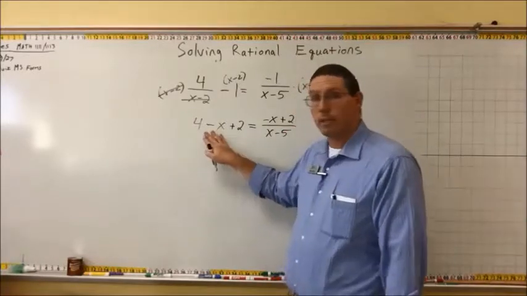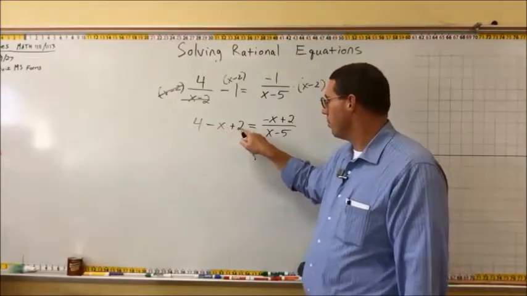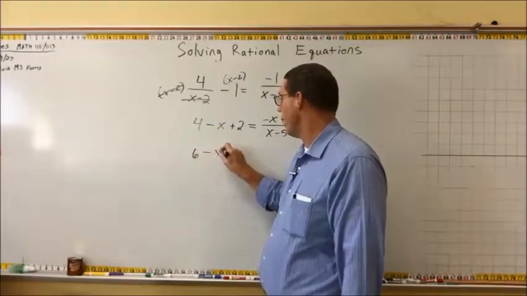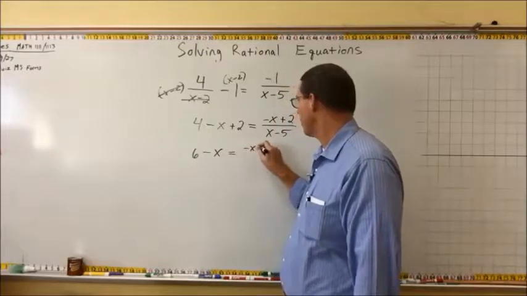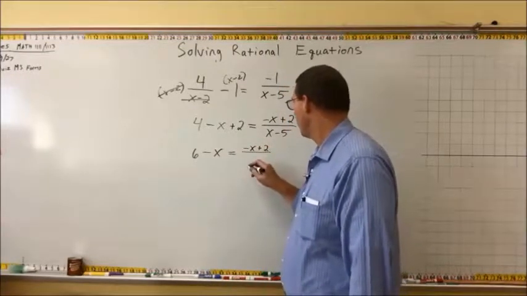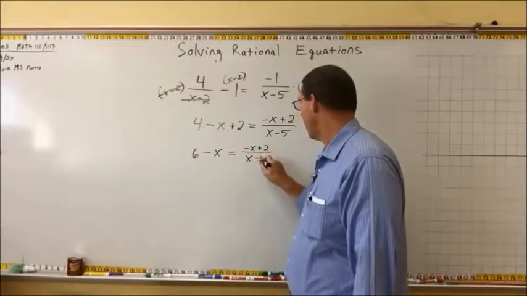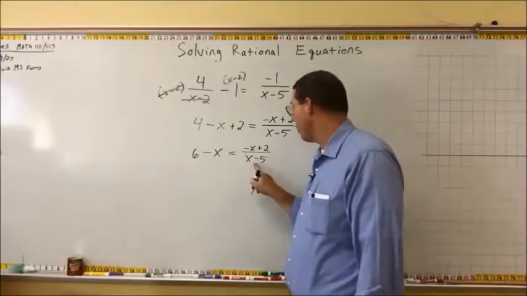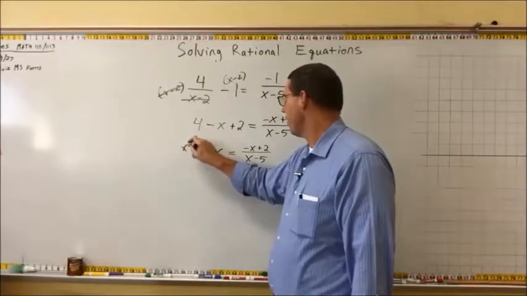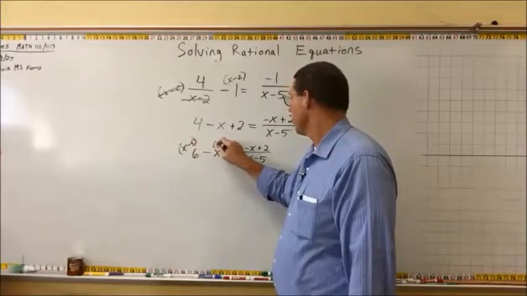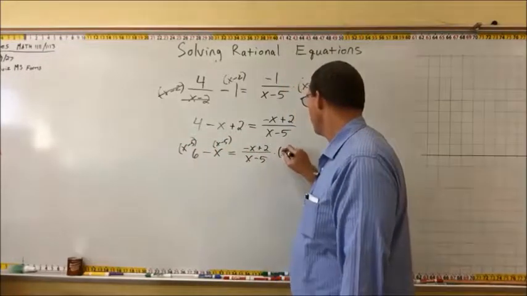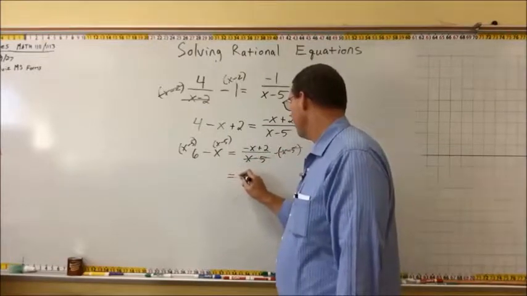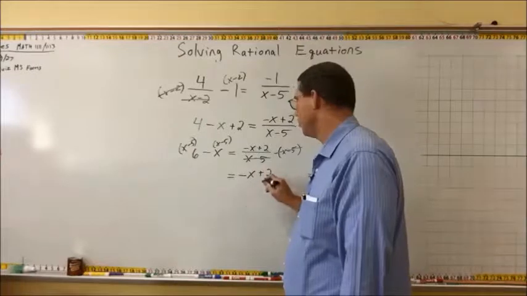Now look at this. We can actually clean this up just a tad. We can combine the 4 plus 2. 4 plus 2 is 6. So what we now have is 6 minus x is equal to negative x plus 2 over x minus 5. Now we're down to one denominator, right? So we're going to multiply by that denominator. I'm going to go x minus 5 here, x minus 5 here, and times x minus 5 here. Here is simply going to cancel the denominator.